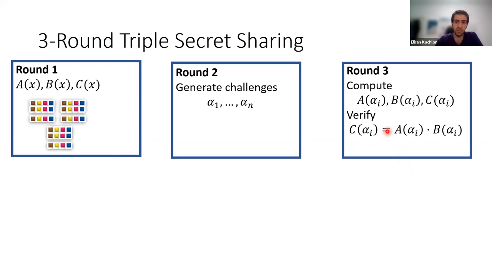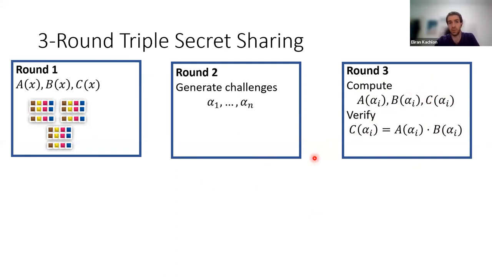And I want you to notice that we have soundness, because if C of X is not equal to F of X times B of X, then with high probability C of alpha will not be equal to F of alpha times B of alpha. And the reason that we have privacy here is that the only thing that the adversary sees are those points. And those points reveal no information about the free coefficients if the degree of the polynomials is large enough, just like in Shamir's secret sharing.